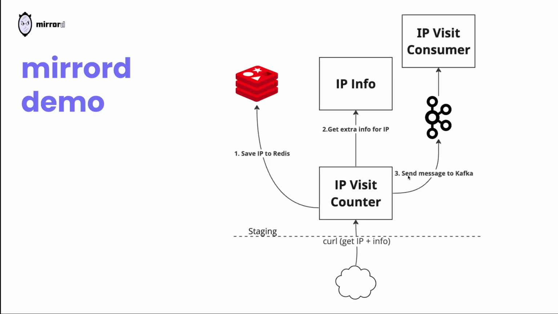We'll be focusing on the IP visit counter service, and we'll send requests to our endpoint and see them getting mirrored on our local machine. And then we'll also see the steal mode in mirrord and make a local code change and see how we are able to get a response as well. So I'm going to close the slides and switch to my code editor now.